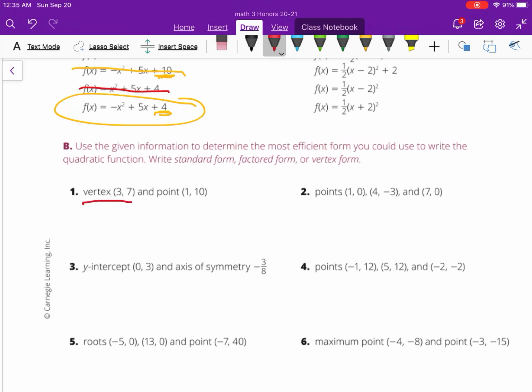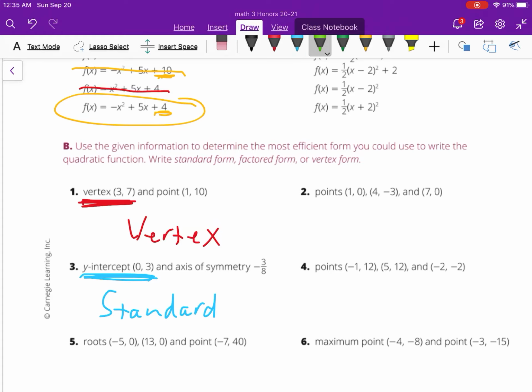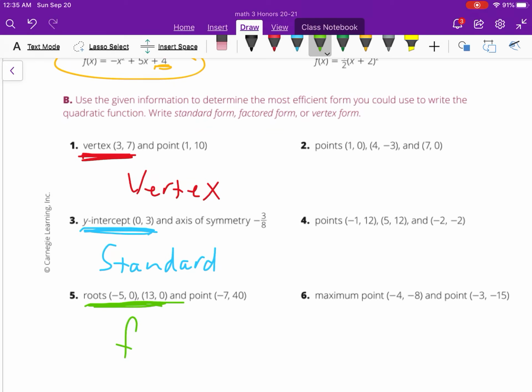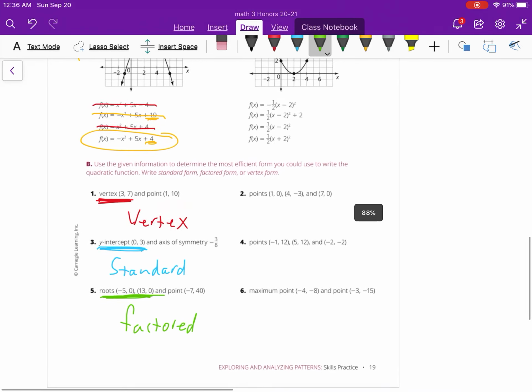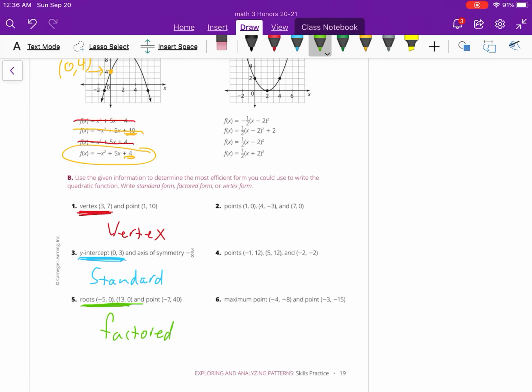So hopefully knowing the keywords, like vertex, would tell you you are going to use the vertex form, right? Saying the y-intercept would tell you to use standard form. And then finally saying roots, which maybe is a little less common for you guys, but then you would use factored form. Roots is the same thing as saying x-intercepts or zeros. So again, this should help you guys, and this should be a little bit of review. This is to introduce quadratic forms to get us into the more advanced lessons that are to come in the next couple days.